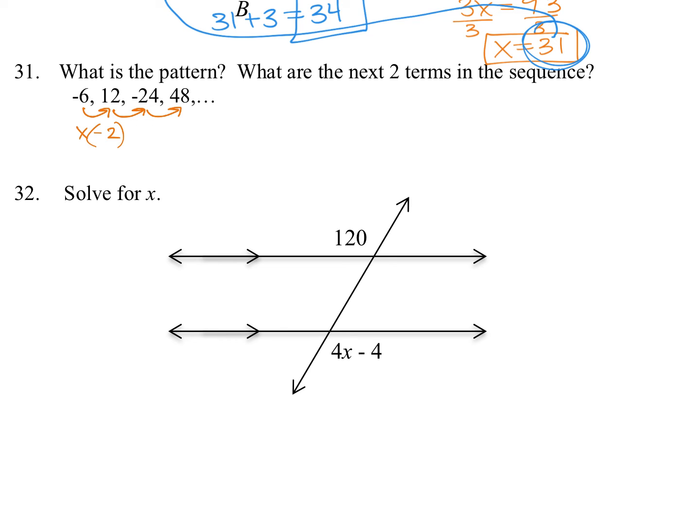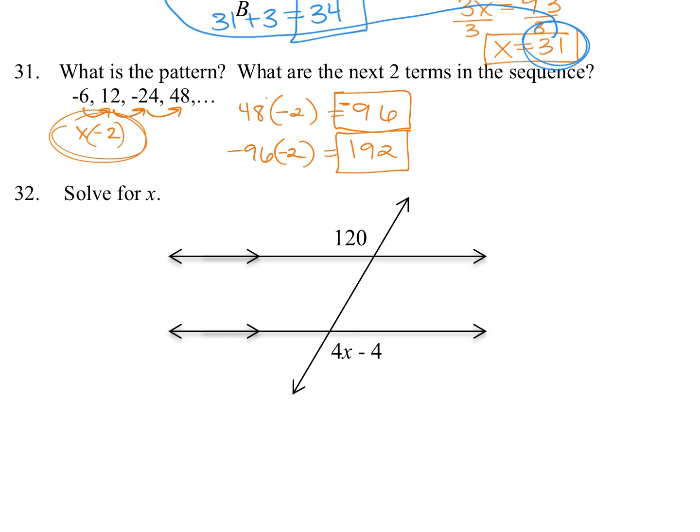So you're going times negative 2 is your pattern. So 48 times negative 2 is negative 96, sorry. So that's the next term. And then negative 96 times negative 2 is a positive, what is that, 192? Okay, so here's the pattern, multiply by negative 2, and then your next two terms. Other questions?